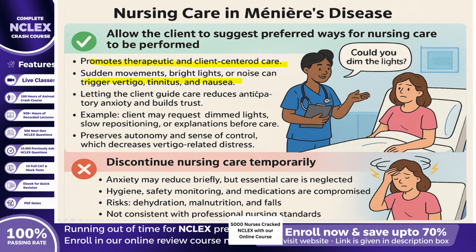For example, the client may request dimmed lights, slower repositioning, or explanations before each intervention. This approach preserves the client's sense of control, which is often the key factor in decreasing vertigo-related distress. Turning now to why option 2 is not correct.